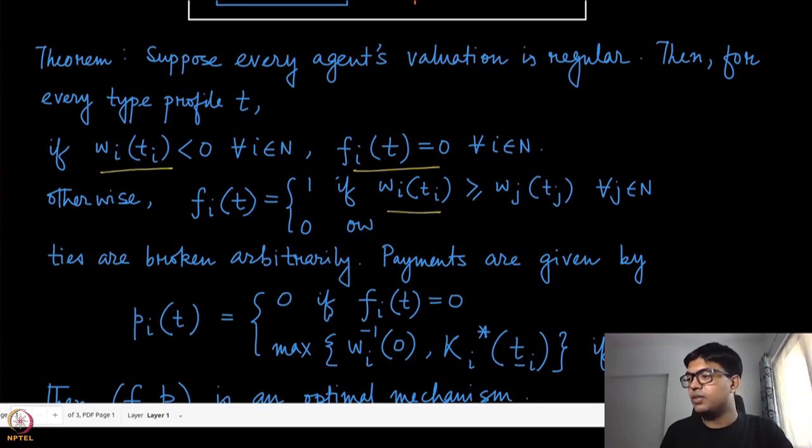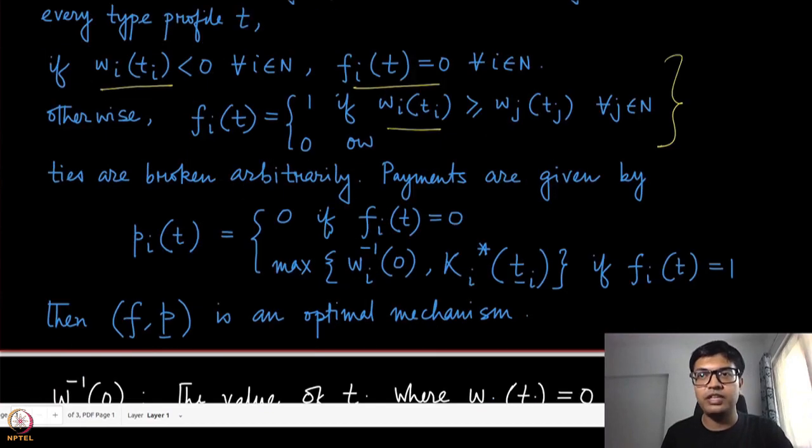Now, once we know this allocation rule, we can find out the payment according to the payment formula that we have given in the characterization result. So payments will be given by, now that we have to take care of both these cases. The first case is where all the virtual valuations are negative. So we first have to look at whether the virtual valuation is positive or not. And the second case is where, among multiple agents, we give it to the agent who has the highest virtual valuation.